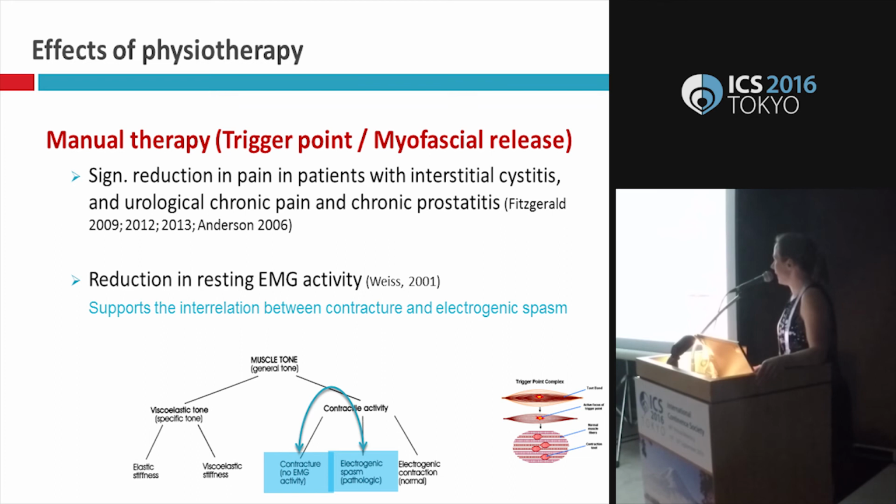I want also to point out one interesting study from WES. They showed that when they are doing manual therapy and trigger point release, it also led to a reduction of the electrogenic spasm. So it seems that there is an interconnection between trigger points and also electrogenic causes, so increase in EMG activity. They showed that after treating trigger points, the EMG activity at rest was even lower after treatment.